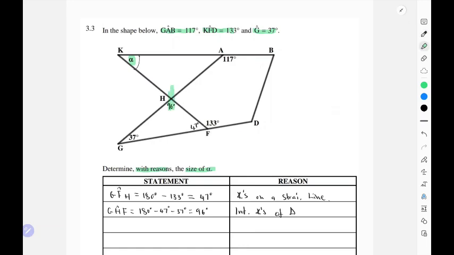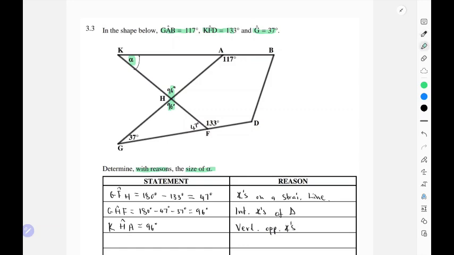Notice that these two are vertically opposite angles. So therefore this is also 96 degrees. So we can also note that KHA is equal to 96 degrees because of vertically opposite angles.